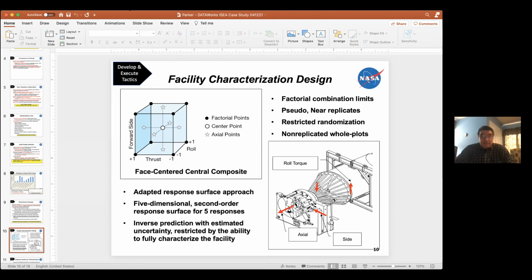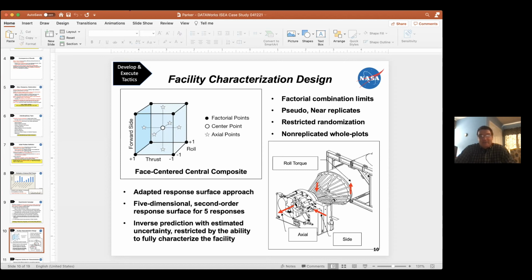In terms of the facility characterization, we applied factorial combinations of loads. We were unable to apply pure replicates. We were under restricted randomization. The weight of the rocket, the propellant, is what created a significant effect on the measurement system. So we did this characterization before and after the burning, which resulted in non-replicated split plots. It's a destructive test. Once that propellant is gone, you can't put it back in.